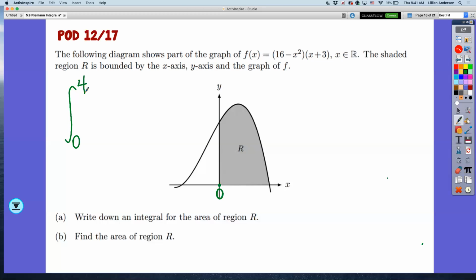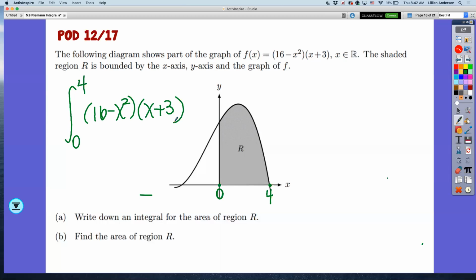It's 4. Now you can find this value either by solving the equation that's given to you. Okay, it's already in factor form, so you can set the factors equal to 0. You're looking for the positive value. Or you can type it into your calculator and find that x-intercept. Either way, the answer would have been 4. Now, beside the integral symbol, you need the integrand, which is what? What goes beside the integral symbol? The original equation. So that's your 16 minus x squared times x plus 3.